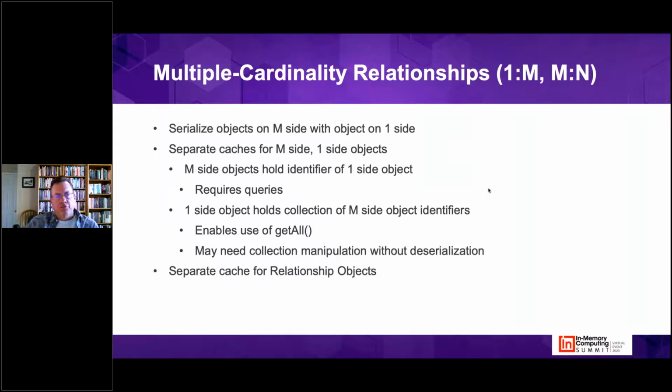And then, when you have that, you can let the line items hold their order ID. And then when you want to get all the line items for an order, you have to query the line item cache for all line items whose order is this ID. That's a perfectly acceptable way of doing things.